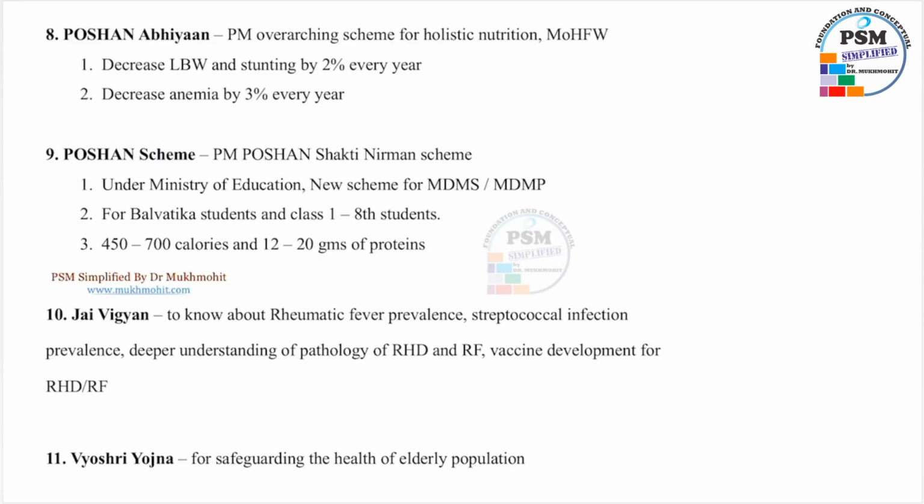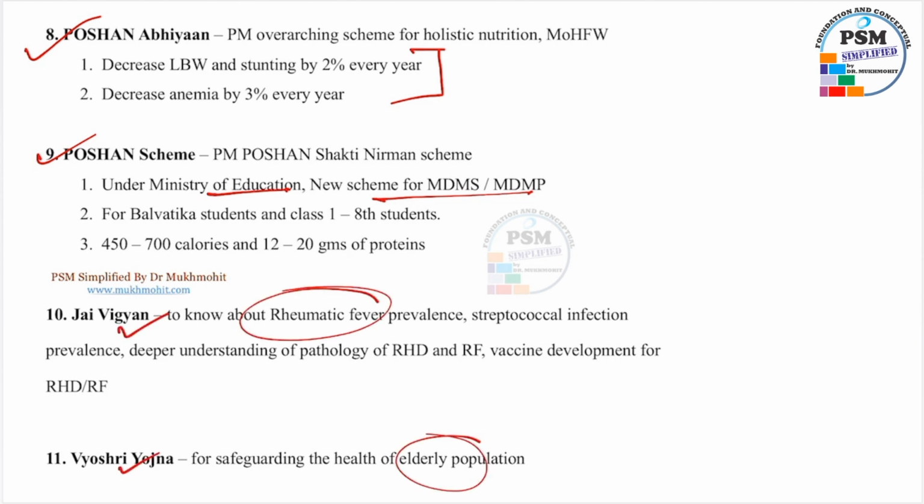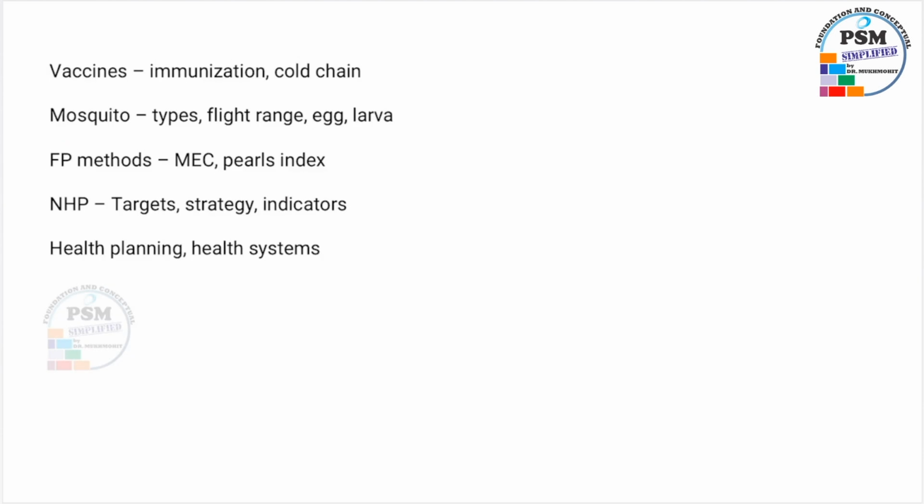These are nursing officers. You should also remember what is a Poshan Abhiyan and what is a Poshan scheme. Poshan scheme under Ministry of Education is a new name for the midday meal scheme or the midday meal program. Poshan Abhiyan is to decrease low birth weight by 2% every year and anemia by 3% every year. Jai Vigyan is for rheumatic fever. Remember, Vayoshri is for elderly population. These are some of the important topics you should remember, at least in your INICET exam.